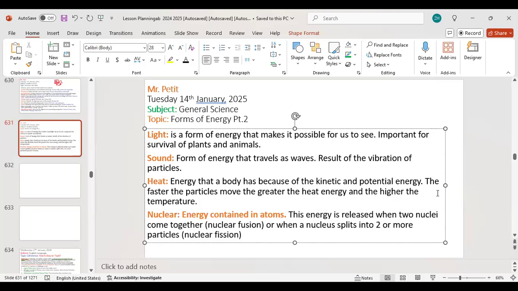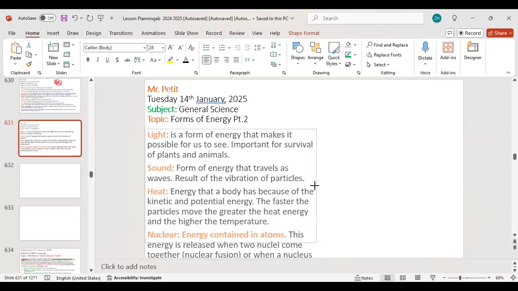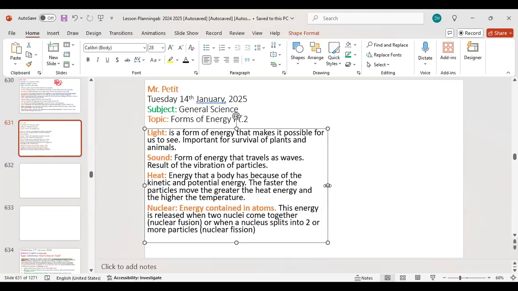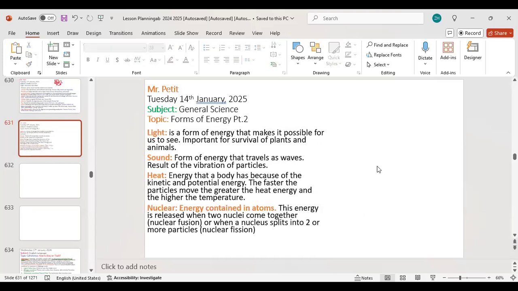And that's it right now. And so, Mr. Petit, fun fact, the smallest nuclear bomb America has can flatten Nassau.